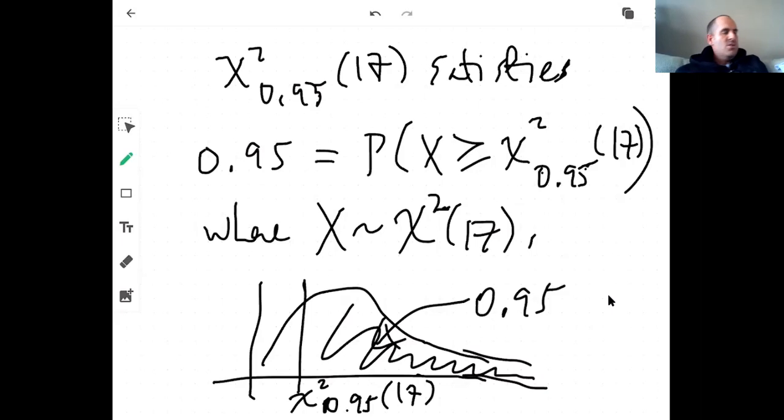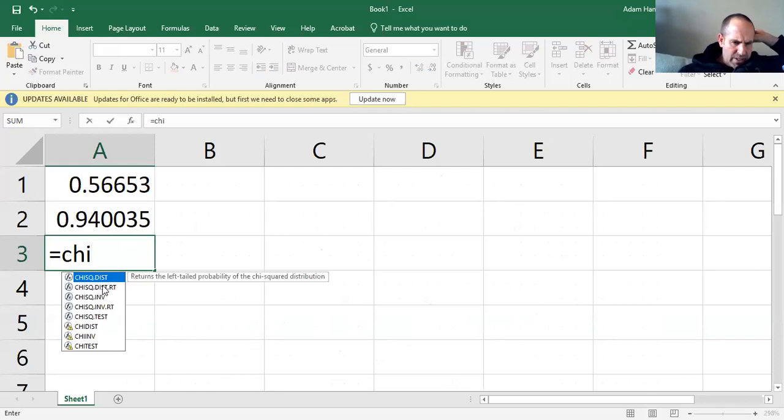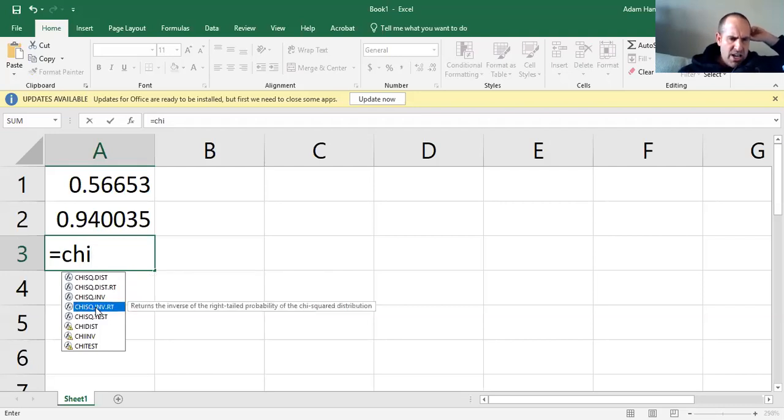Well, it turns out we can use Excel to our advantage again. So here's Excel. Hopefully I don't mess this up again. Equals, type chi-square, and you can say inverse. Chi-squared inverse right tail returns the inverse of the right-tailed probability of the chi-square distribution. That means it will tell you the number beyond which you get a certain percentage.